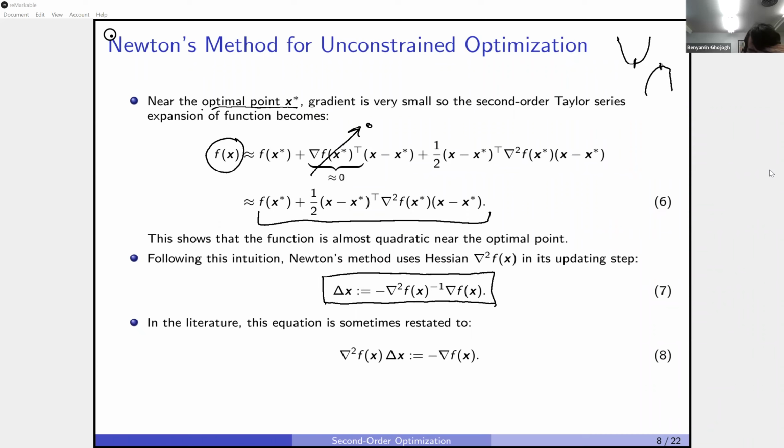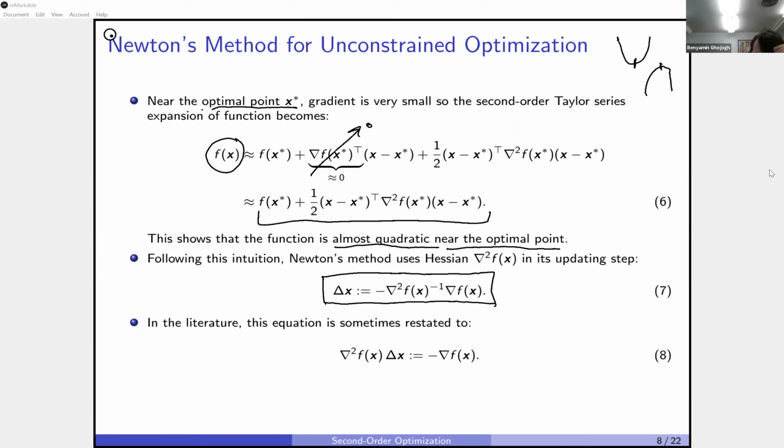And as you see, the function is approximately quadratic. This is quadratic near the optimal point, as this term becomes 0. So Newton's method is inspired by the fact that near the optimal solution, we are quadratic. So our update can also be quadratic and use a Hessian in it. This is a justification of Newton's method, because we want to find x star finally. What we know is that around it, the function is quadratic.